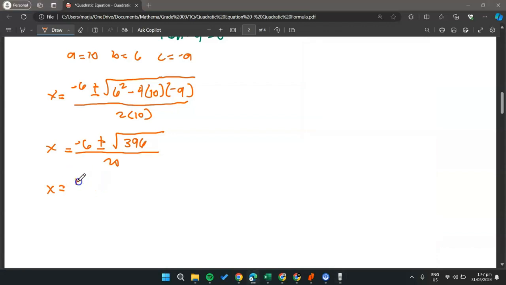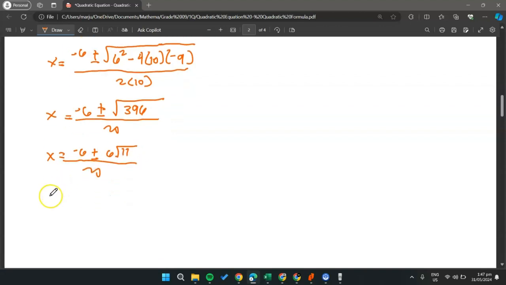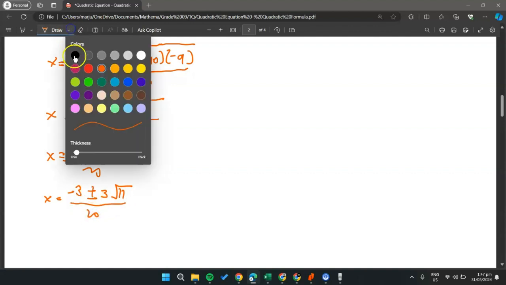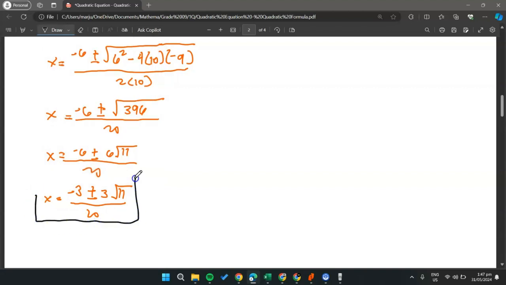And again, the square root of 396, that is just 6 root 11. So we'll do negative 6 plus minus 6 root 11 divided by 20. And again, we can simplify this one. This will become negative 3 plus minus 3 root 11 all over 10. So I can simplify this one further, but then again, I will just stop here. So that would be my answer for number 5.